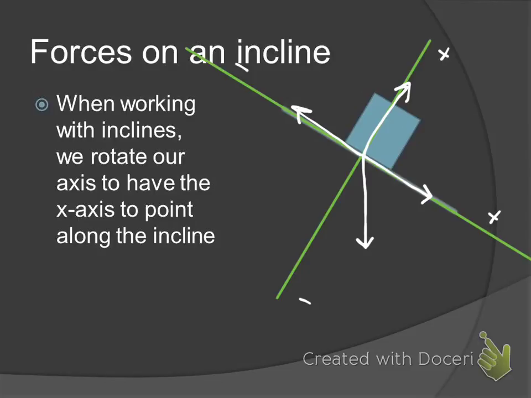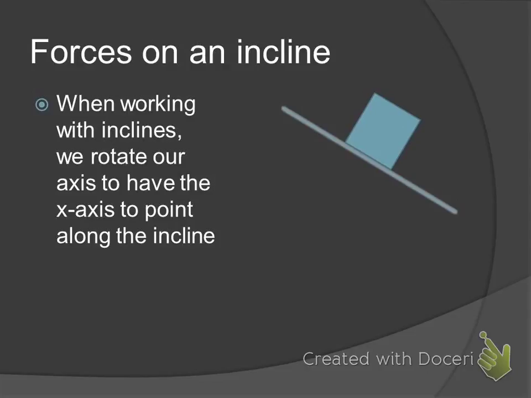Yeah, so if it was tilted, let's see here. If I had drawn my incline like this, I would choose this to be the positive direction and that to be the negative direction. Okay?